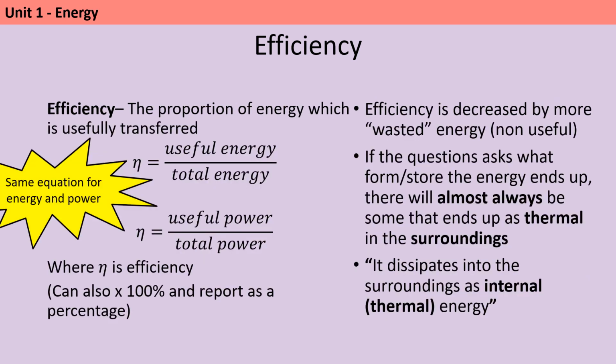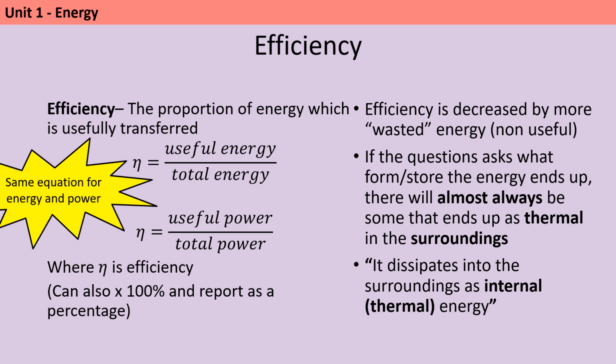There's a couple of different equations for efficiency, but they're basically exactly the same equation. It's just that one of them is in terms of energy and the other one is in terms of power. Also watch out for the fact that you could be asked to report your efficiency as a percentage rather than a decimal, in which case you just either use the percentage button on your calculator or multiply by 100.